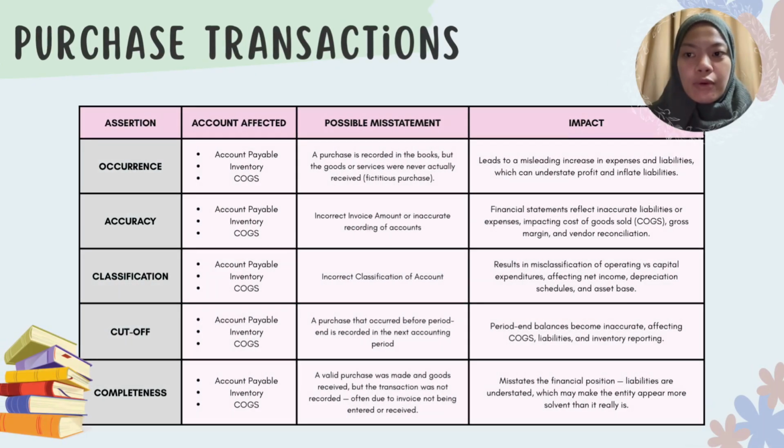Possible misstatement for purchase transaction. Assertion of occurrence. Possible misstatement is a purchase recorded in the books, but the goods or services were never actually received. The impact of the possible misstatement was a misleading increase in expenses and liabilities, which can understate profit and inflate liabilities. Next is accuracy. Possible misstatement is incorrect invoice amount and inaccurate recording of accounts.